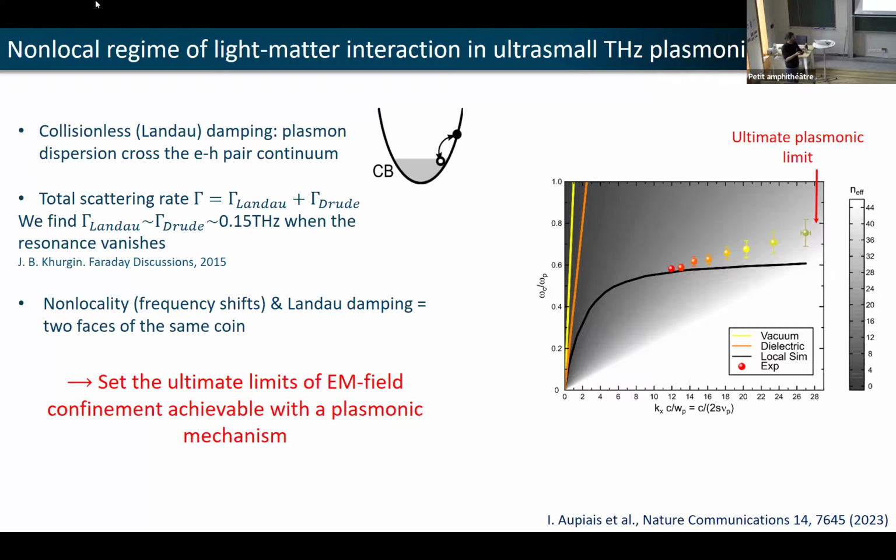So in this regime the plasmon actually decays into electron-hole pairs, across the electron-hole continuum, or sense, let's say, the dissipation due to the electron-hole continuum. So overall, the resonance disappears here, and this signals basically the end of the concept of the plasmon as a collective excitation because it decays. The ultimate limit for plasmonic confinement.